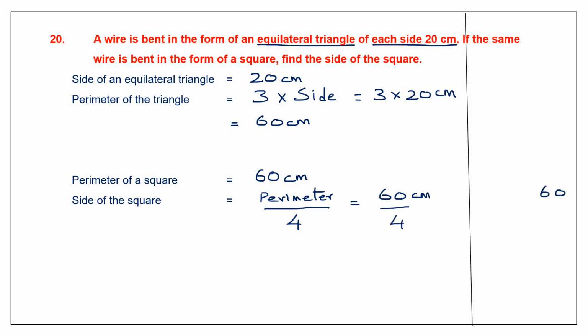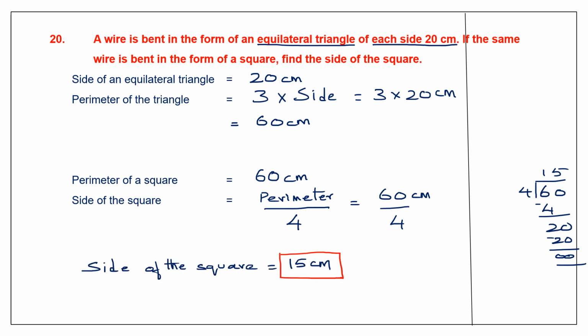Let's divide 60 divided by 4. 4 ones are 4, minus, 2, 20. 4 fives are 20. So now we have 15. So the side of the square is 15 centimeters. So that is our final answer. Side of the square is 15 centimeters.